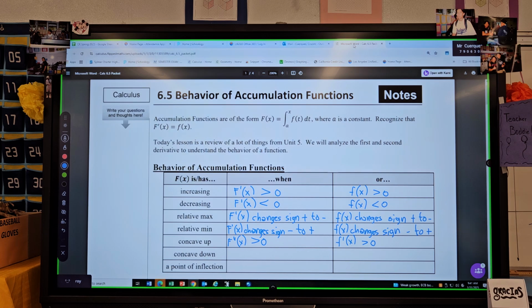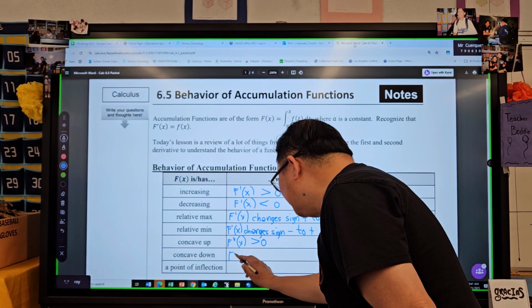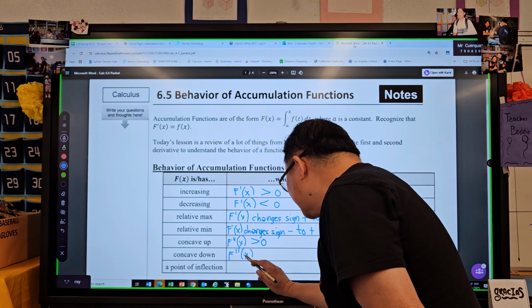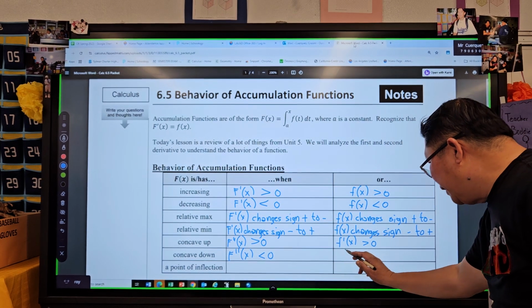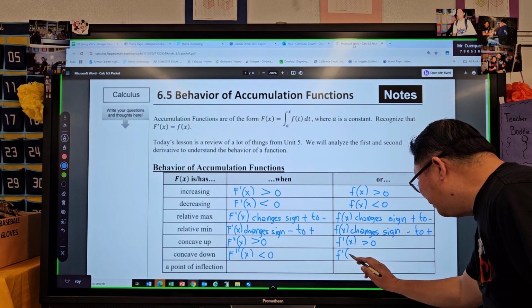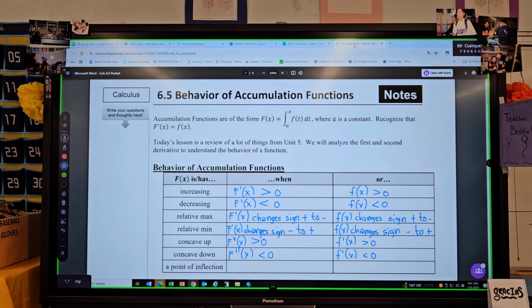Okay, so how about concavity down? When can we say it's concave down? When it's less than 0. If f double prime of x is, you do the opposite, so less than 0. And here the f prime of x is also less than 0. And what is the last? The point of inflection. When can we say it is a point of inflection?